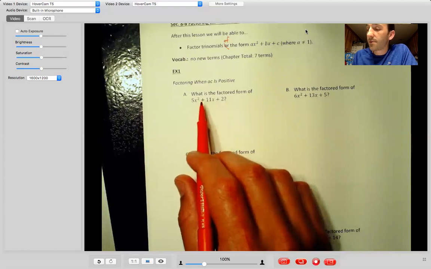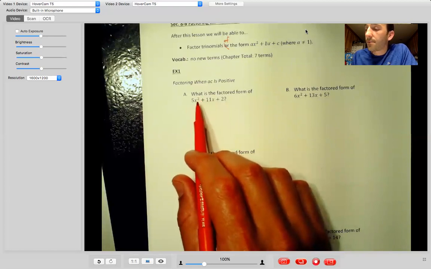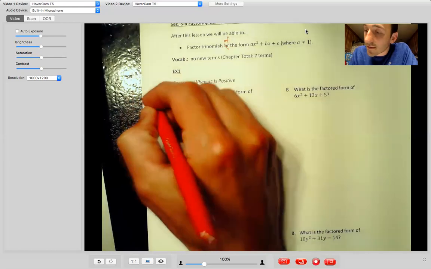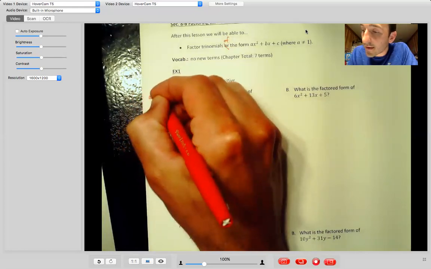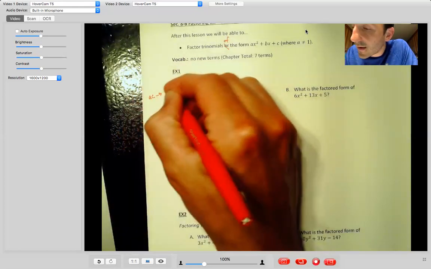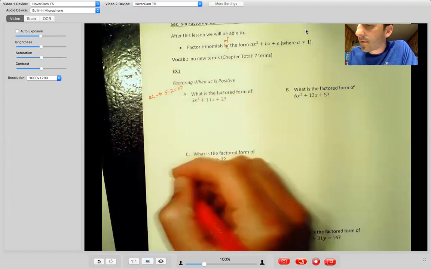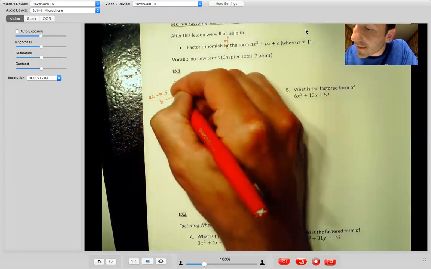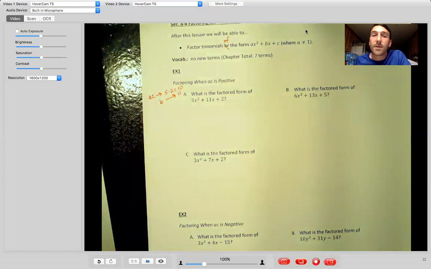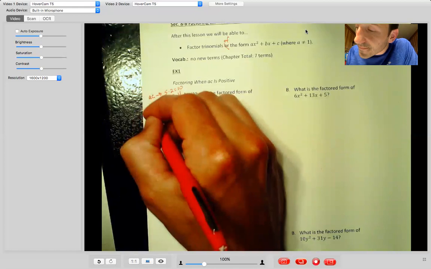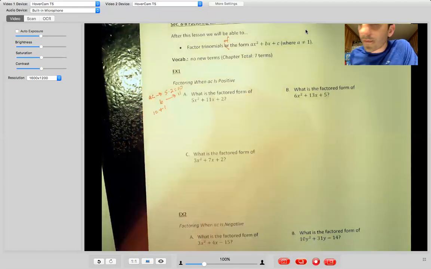So the first thing we want to do is figure out what multiplies to a times c and adds to b. All right, so similar to stuff we've seen in the past. So a times c here means 5 times 2, so that equals 10, and then b is just the coefficient of your middle term. So b is 11. So what multiplies to give me 10 and adds to give me 11? That's going to be 10 and 1. All right, so what do we do with that 10 and 1?